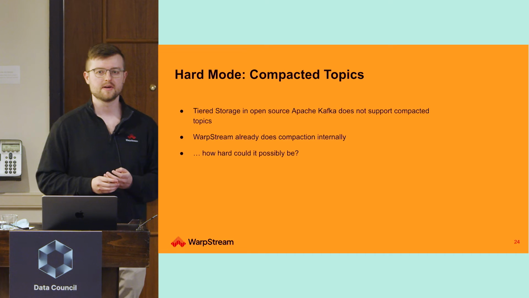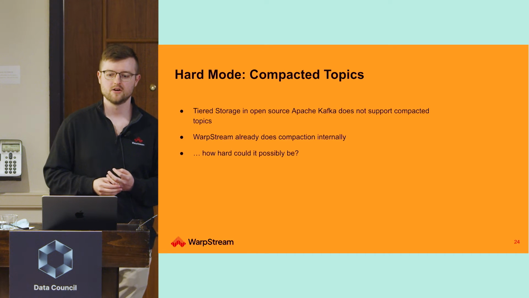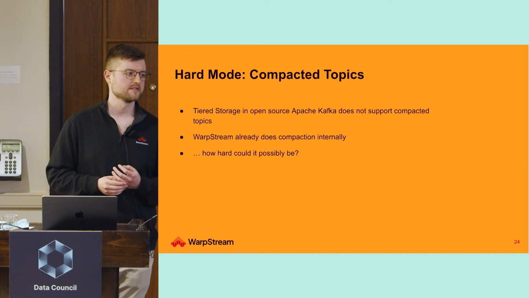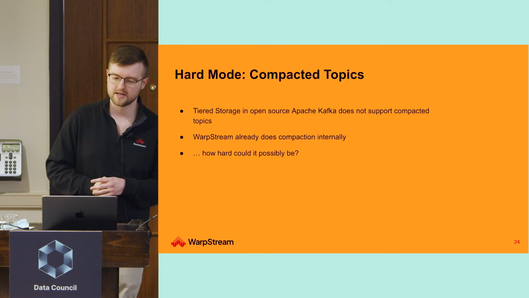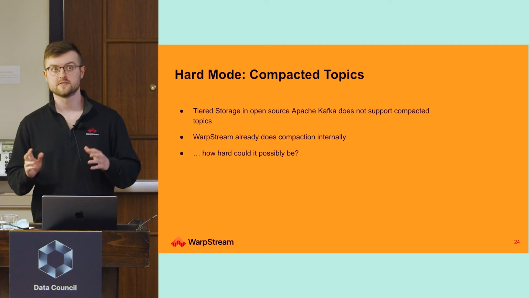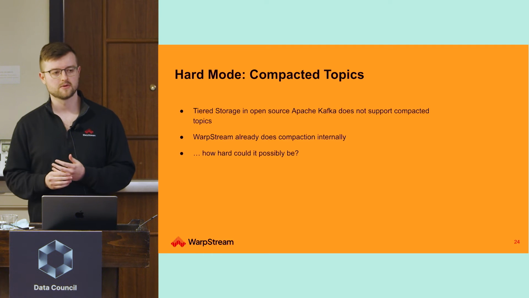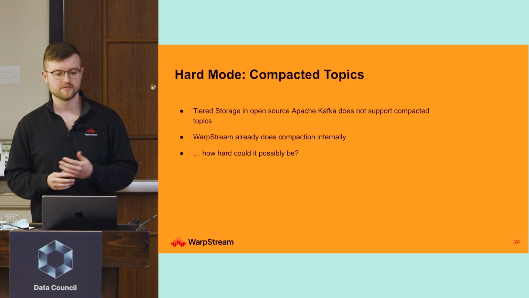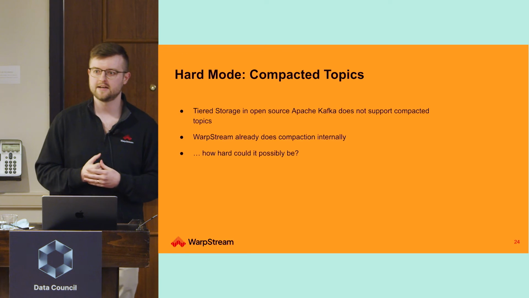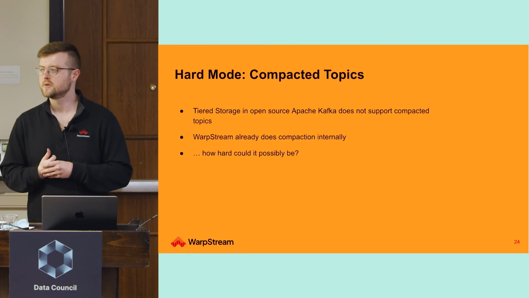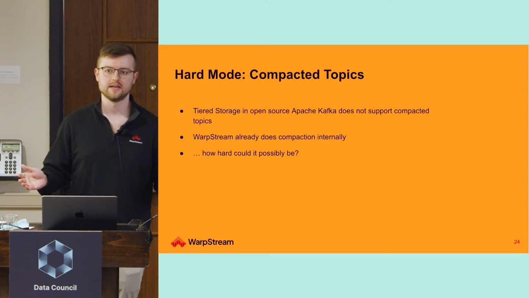The reason we suspected that this would be hard for us is that in open source Kafka, the tiered storage implementation doesn't support compacted topics. And most implementations of compacted topics across different vendors don't support tiered storage, and other vendors don't support compacted topics. Or if they do, they didn't until very recently. But we already had compaction internally with WarpStream, so we thought, how hard could it possibly be to implement this?